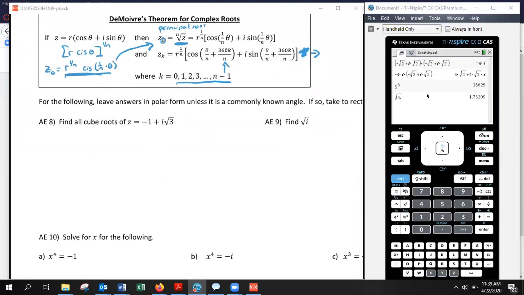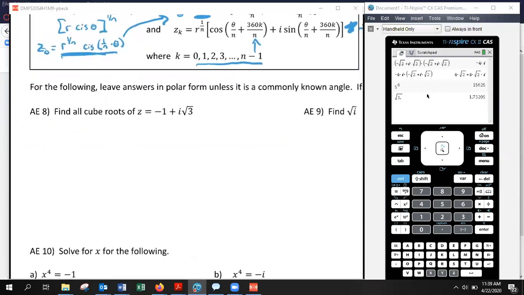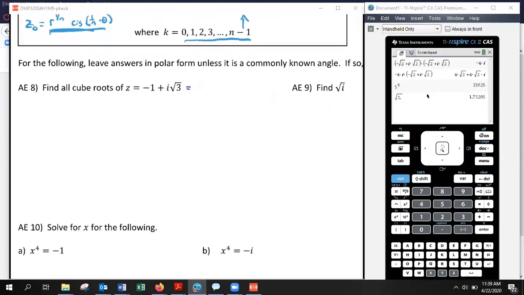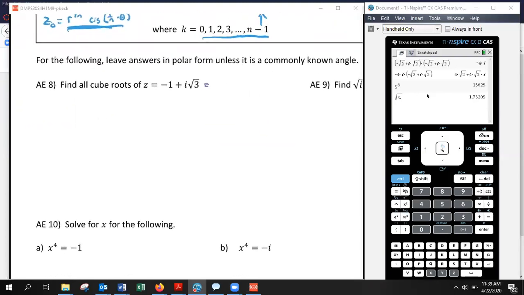So our goal is to find all cube roots of -1 plus i square root of 3. To find all cube roots, the very first thing I want to do is put this into polar form, because to apply DeMoivre's theorem, it is so much easier in polar form. So our modulus, or radius, is going to be the square root of -1 squared plus the square root of 3 squared. So that's the square root of 1 plus 3, which is 2.